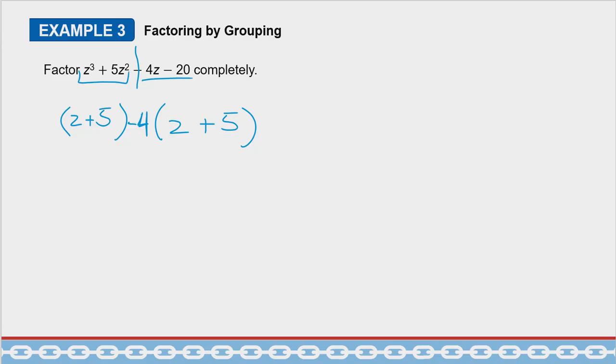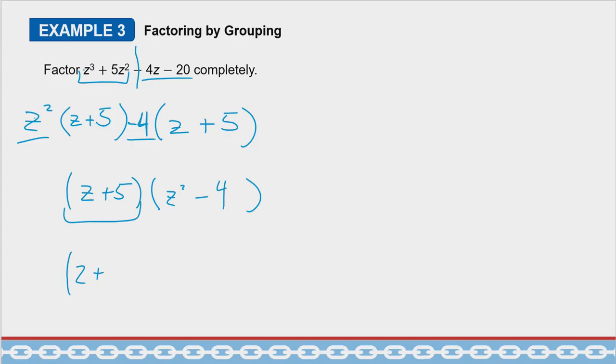So what can I divide out? Well, I can divide out a z squared. Z to the third divided by z squared is z. And 5z squared divided by z squared is 5. When I factor by grouping, I am going to take z plus 5, and the other factor is going to be these two, z squared minus 4. The z plus 5 part is done.